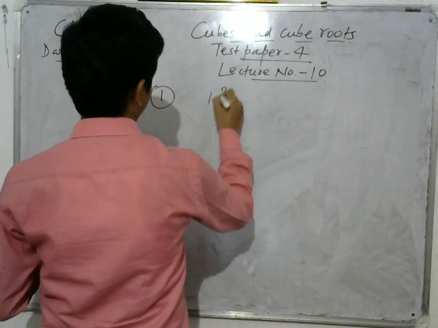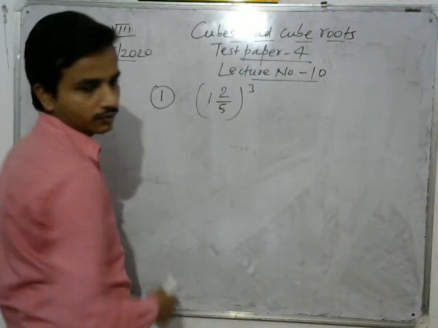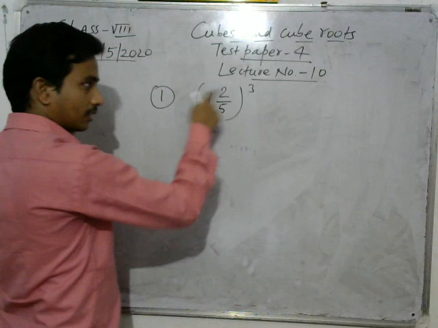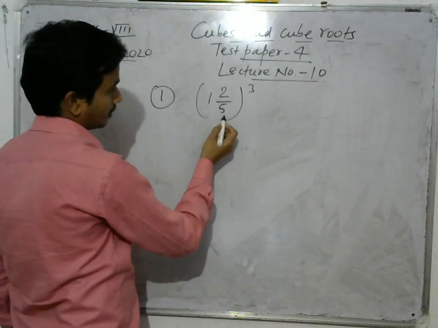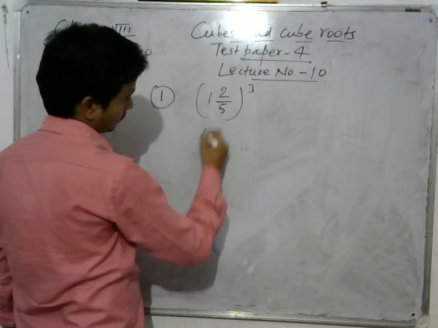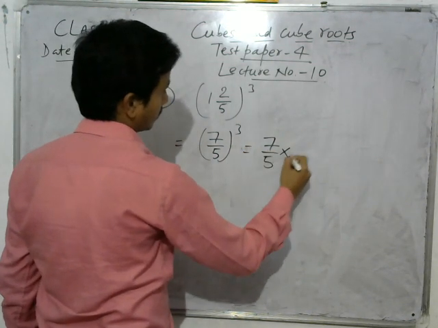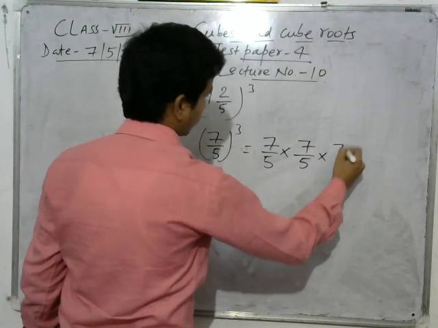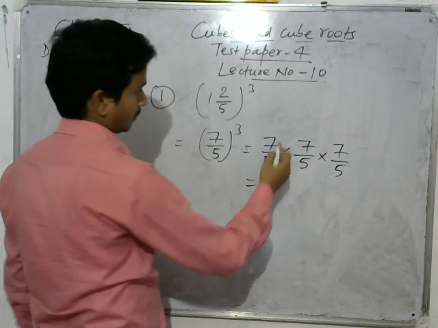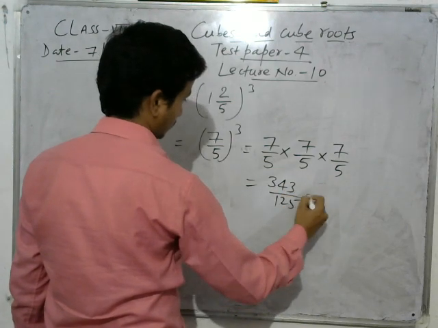Evaluate. We have to evaluate the value of this, 2 by 5 whole cube. First of all, change this mixed fraction into a proper fraction. 5 ones are 5 and 5 plus 2 is 7 by 5, whole cube. This equals 7 by 5 into 7 by 5 into 7 by 5. Now 7 sevens are 49, 49 sevens are 343 divided by 125. This is the answer.